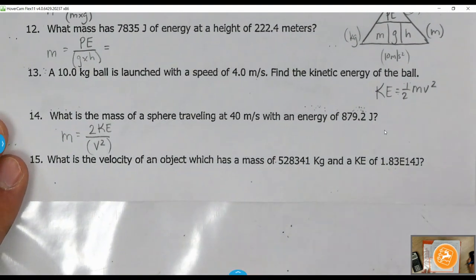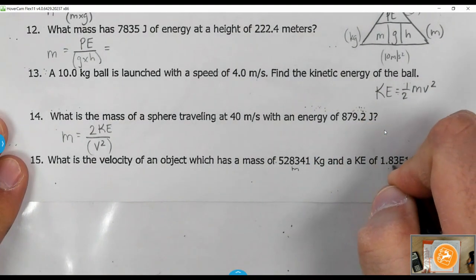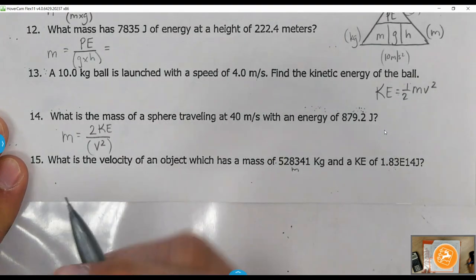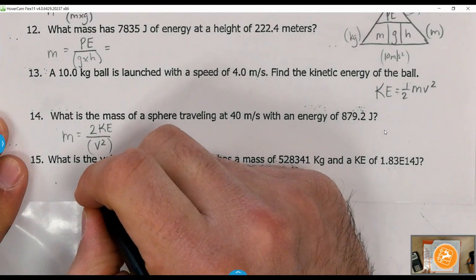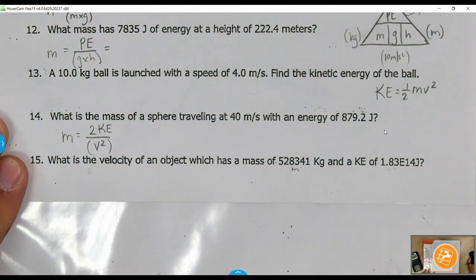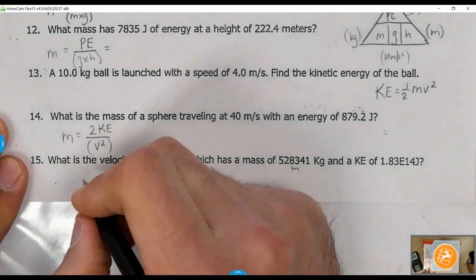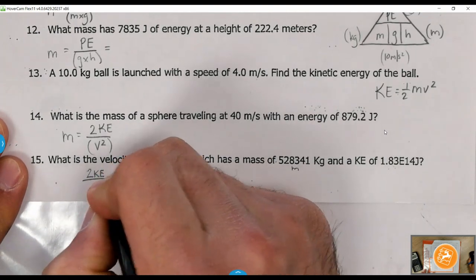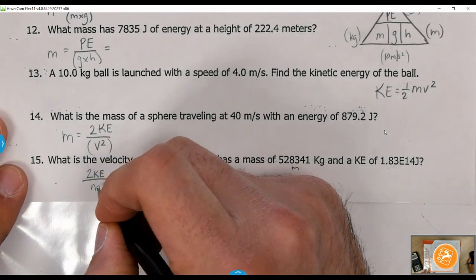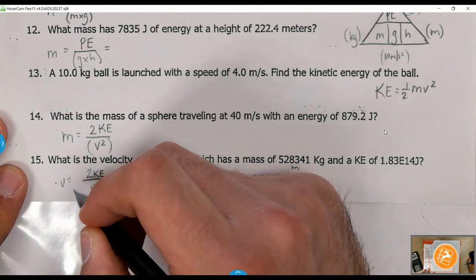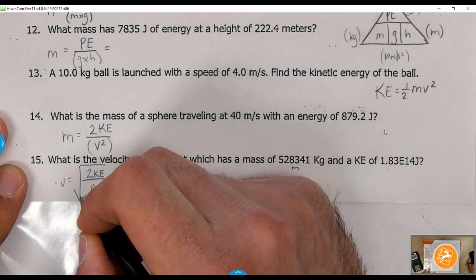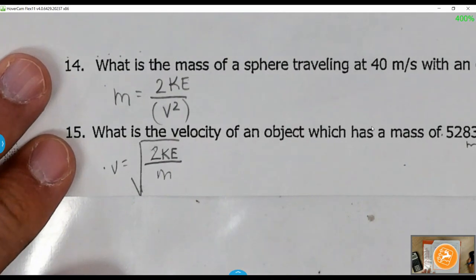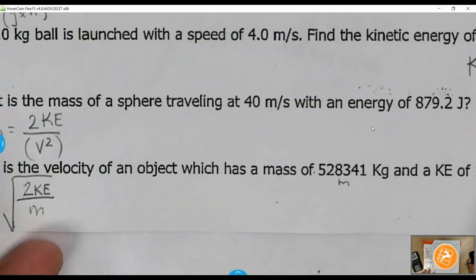And then this last one, that's m, okay, and that's KE. They want velocity. So velocity, the equation for that is 2 times the kinetic energy divided by the mass, and you have to then square root it. All right, so you're going to do 2 times the kinetic energy, which is this number here.